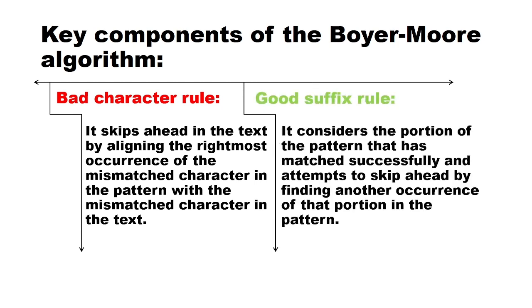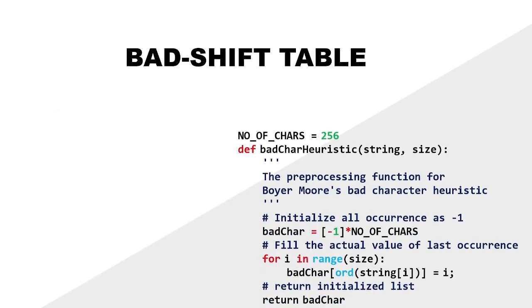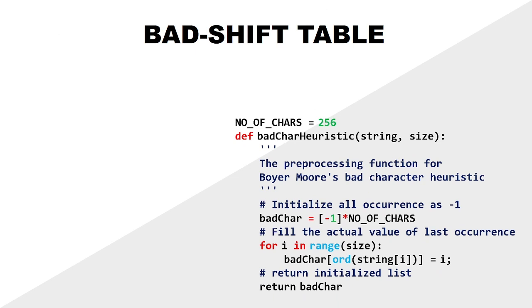Second, we have the good suffix rule. The good suffix rule optimizes the pattern shifts in Boyer-Moore by using a pre-computed good suffix shift table. This rule strategically adjusts the pattern's position based on the matching suffixes during a mismatch, improving the efficiency of the algorithm. Well, now we're going to try to construct the bad shift table.